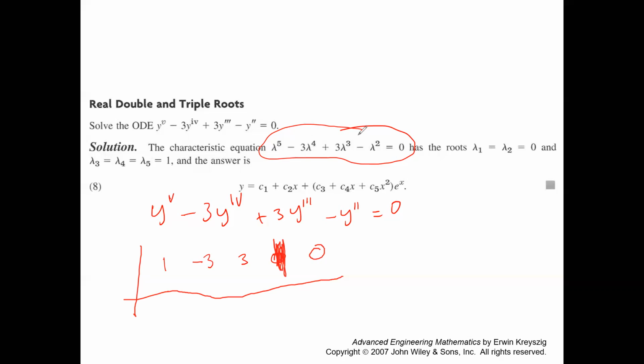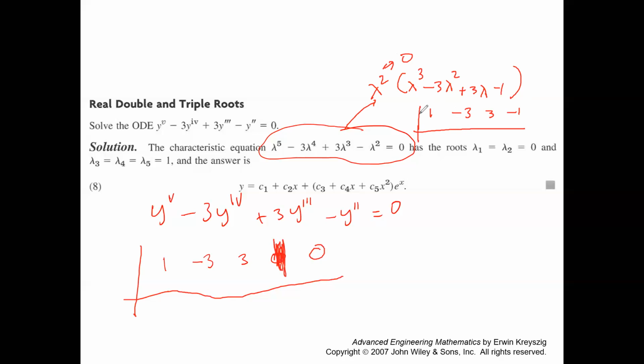Or you can also simplify this first. You take out lambda squared, so you have lambda cubed minus 3 lambda squared plus 3 lambda minus 1. So your synthetic division will be much simpler: 1, minus 3, 3, and minus 1. But remember, you have 0 as one of the roots.